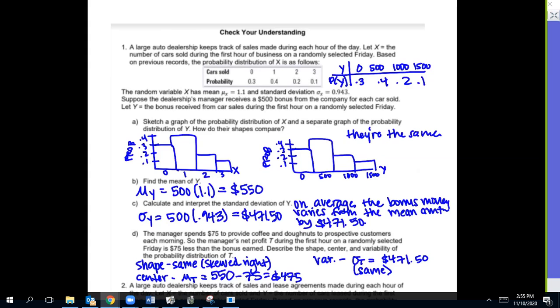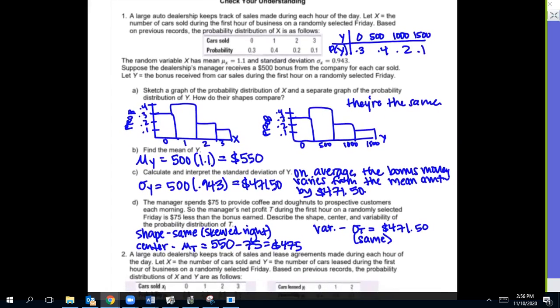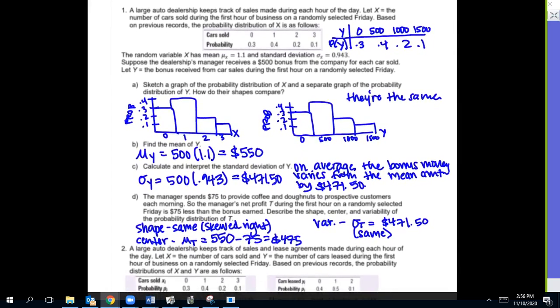So for A, the shapes stay the same. For B, we're using the formula that if y equaled 500 times x, then the mean of y is 500 times the mean of x. Same thing for standard deviation. You just multiply standard deviation by the change. But then when we subtracted $75 from it, that does not affect standard deviation.